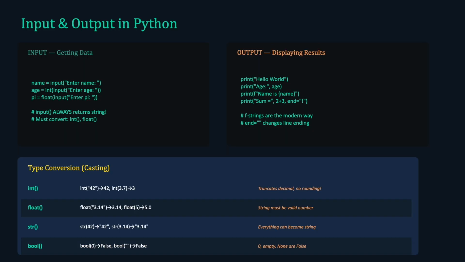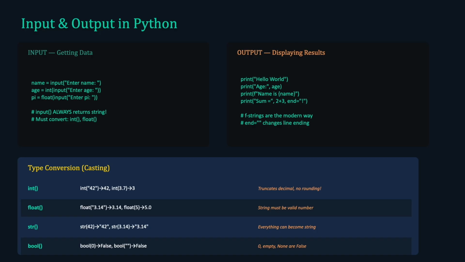Input always returns a string. This is the number one trap in exams. If you want a number, you must cast it: int(input()) or float(input()). For output, print can take multiple arguments separated by commas. F-strings are the modern way: use curly braces inside f-quotes to embed variables. The end parameter changes what print adds at the end.